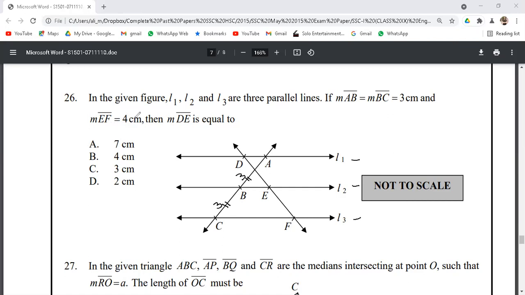Next we have EF is equal to 4. So this means that the transversal has intercepted these three parallel lines into equal intercepts. So this means that any other transversal will also have equal intercepts. EF is equal to 4, then DE will also be equal to 4. The correct option for this question number 26 is option B.